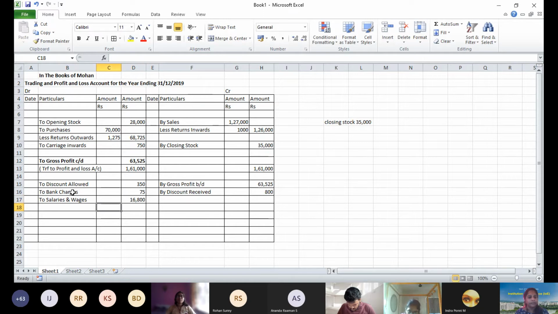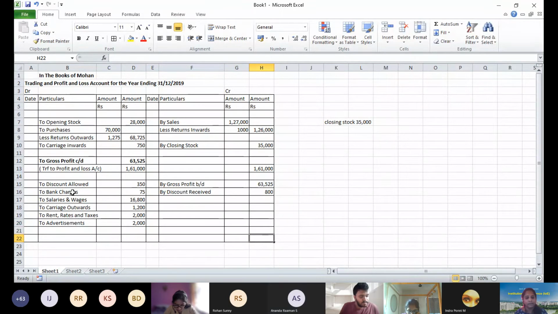16,800. So the next aspect is carriage outwards. Carriage outwards, what is the amount? 1,200. Kindly interact in the class, only then you will be able to do it. Rent, rates and taxes. 2,000. Okay, I can finish it. Otherwise, I will not be able to finish in the class. Advertisements, how much is it? 2,000. Anything else in the credit side?